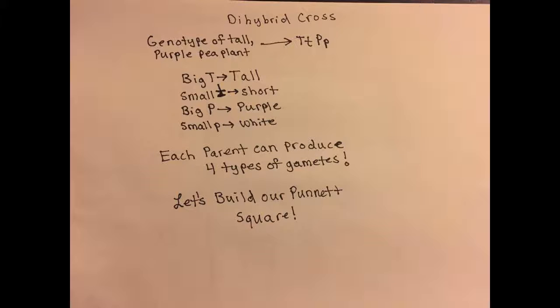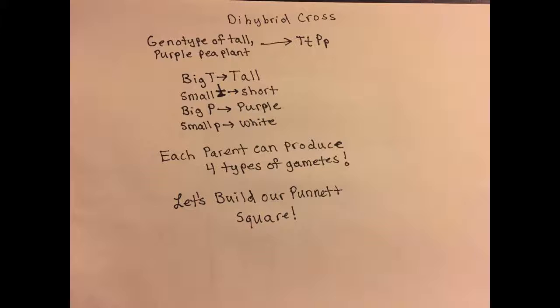So one of the first things I like to do is define the variables, or have a set of letters that we're going to use for our Punnett square. So we're going to have big T standing for tall, small t standing for short, big P standing for purple, and small p standing for white. So you're going to see our heterozygote, or the combination of the big T, small t, and big P, little p, up at the top, and that'll be the genotype of the tall purple pea plant.